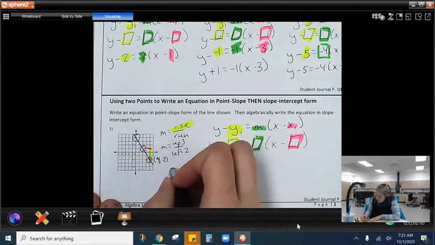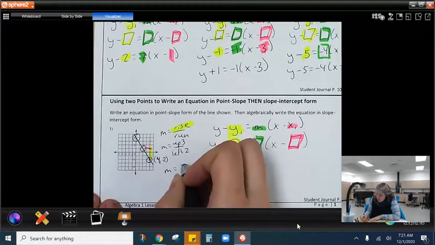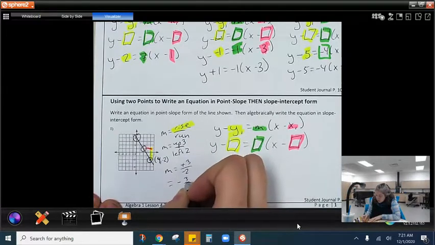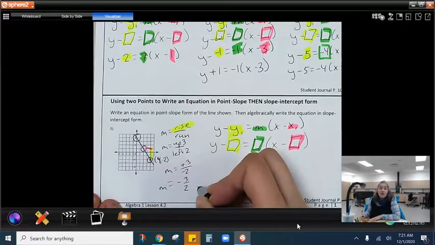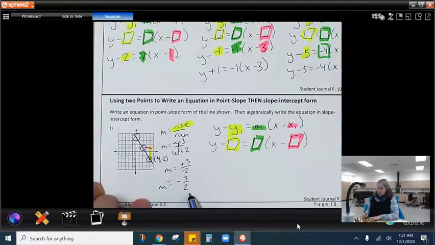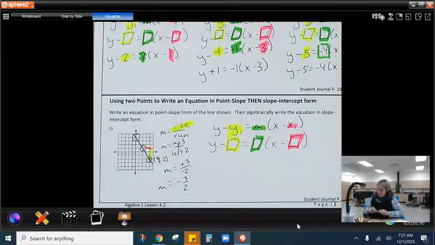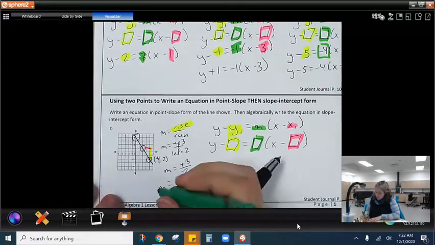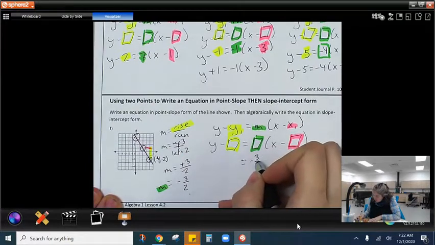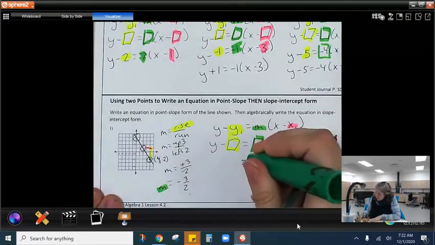I'm going left 2. So that means my slope is going to be positive 3 over negative 2. So my slope is negative 3/2. Again, I encourage you to leave this as a fraction. Okay, leave it as a fraction. It's just better that way. So now that I have my slope, I'm going to plug that in for my m over here. So I'm going to have negative 3/2.